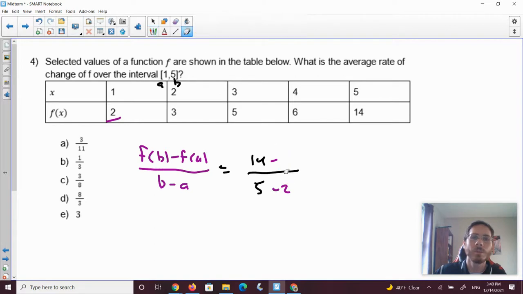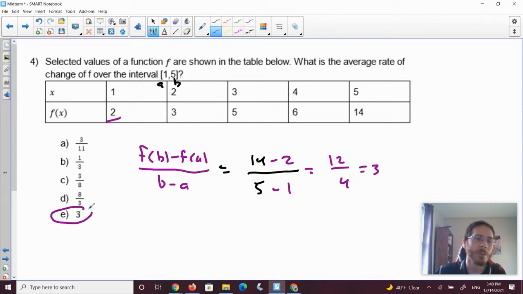Oops, wrong place. We want f of a first. And a is going to be 1. So when we simplify this, we get 12 is 14 minus 2. 5 minus 1 is 4. 12 divided by 4 is 3. So we end up with 3 there.